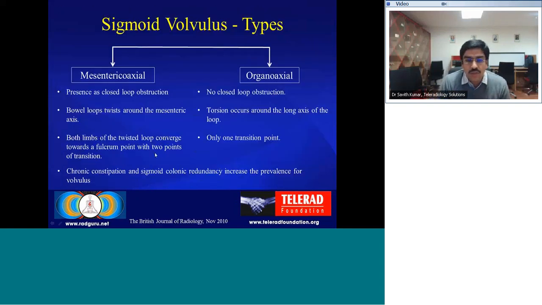Sigmoid volvulus. Sigmoid volvulus is the most common type of volvulus in the large bowel, and it is actually the most common cause, after diverticulitis and colorectal carcinoma, of obstruction in the large bowel. So there are two types, the mesenteroaxial type and the organoaxial type.